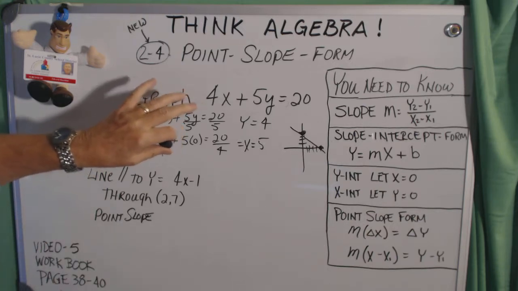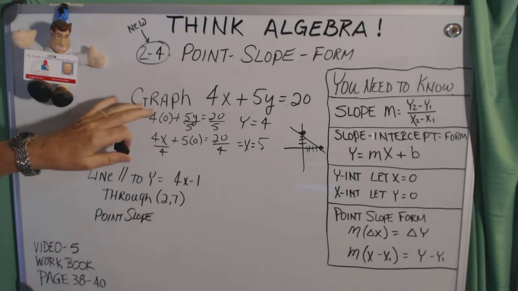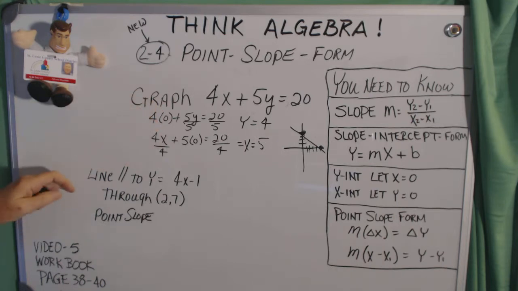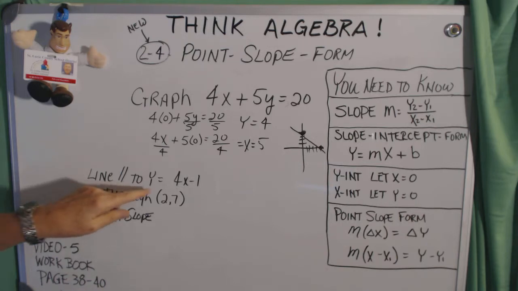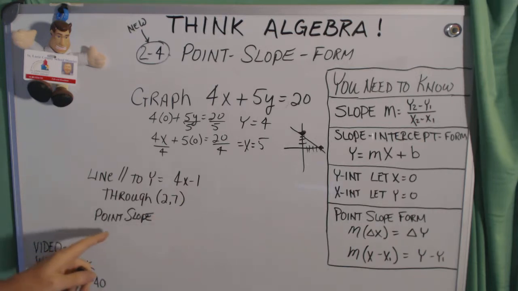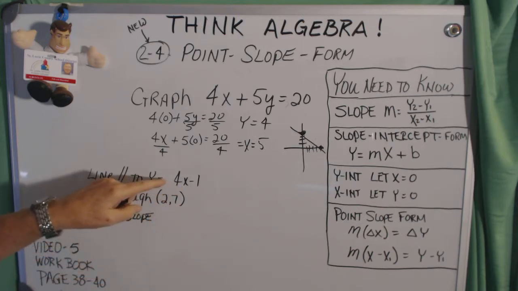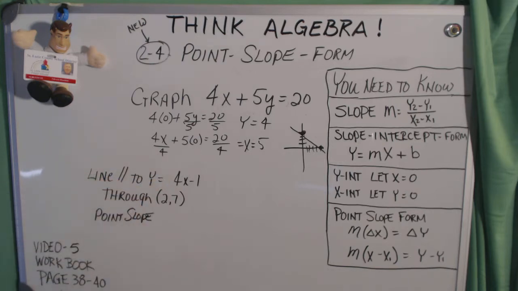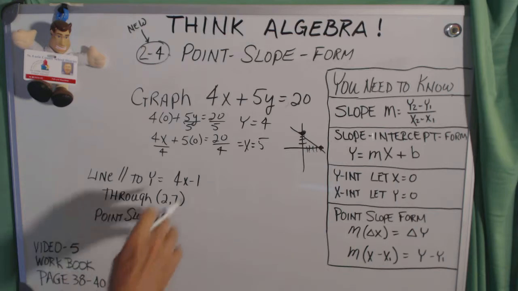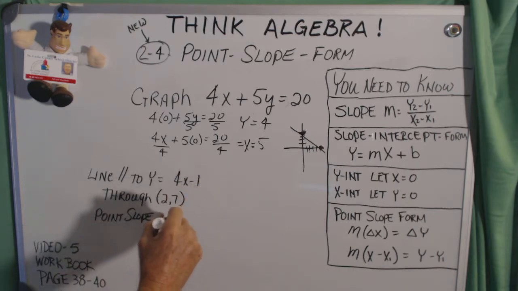So you've got to look at the problem and think a little bit and see what you need to do to solve this. Okay, so the next problem is to draw a line parallel to this equation and through this point. So I'm going to have a point slope, and all I need is the point. There's my point, and I need the slope. So if it's parallel to this line, it's going to have the same slope, right? So I've got my point and my slope.